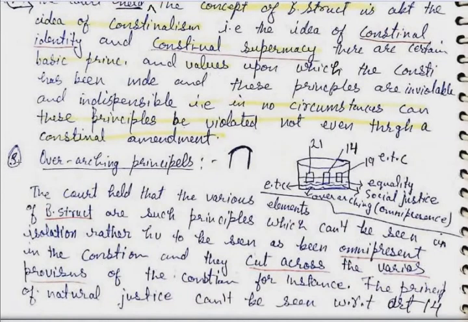Now the third point is the overarching principle. Before reading this, first of all you must know what overarching principles are. So what is an arch? An arch is something which covers something, like this. These are two things and this is an arch covering them. Overarching is something which is covering it. And the word overarching is used for the basic structure.